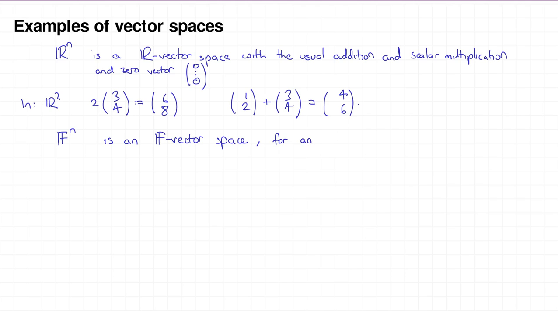For any field F, when we give it the usual vector addition, the usual scalar multiplication, and the zero vector just like we had for R to the n.